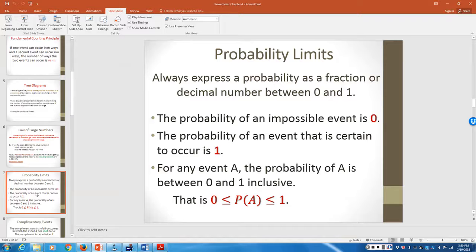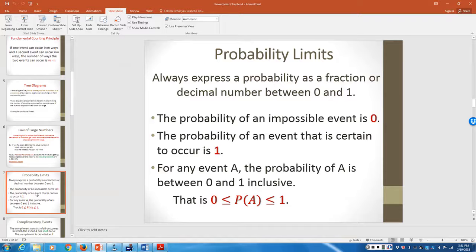The probability of an impossible event is 0. If I tell you the probability is 0, that means it's not going to happen. No way, no how. Can't happen. It is impossible. The probability of an event that is absolutely certain, guaranteed to occur, is 1. That means it is absolutely going to happen. There's no way it can't happen.